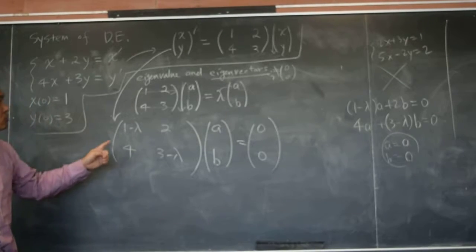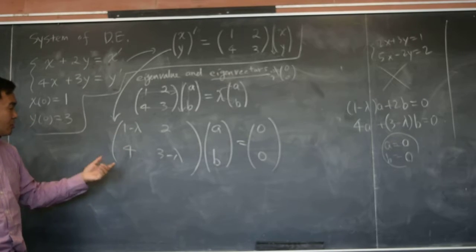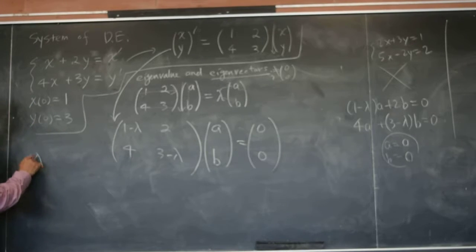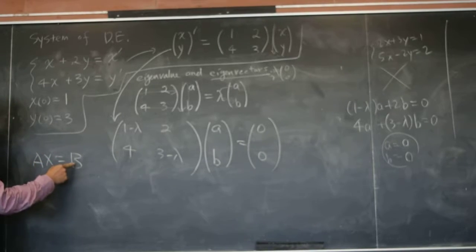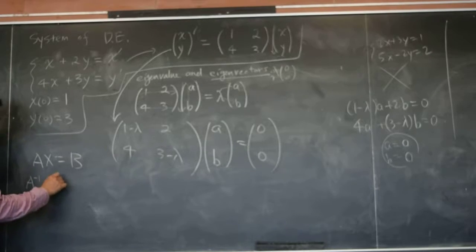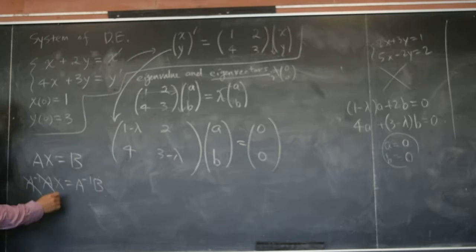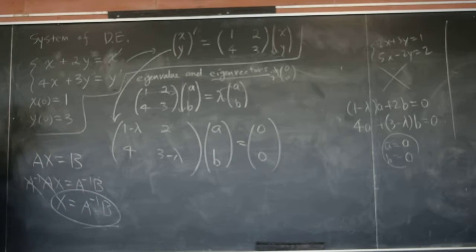Now, if you view the equation for eigenvectors in this way, then something suddenly pops up. Do you remember how to solve an equation of this type for matrices? If this is a matrix, and that's also a matrix, and you want to find x, what do you do? You multiply A inverse on both sides, right? And these will cancel, giving you x equals A inverse of B. That's how you solve a matrix equation.